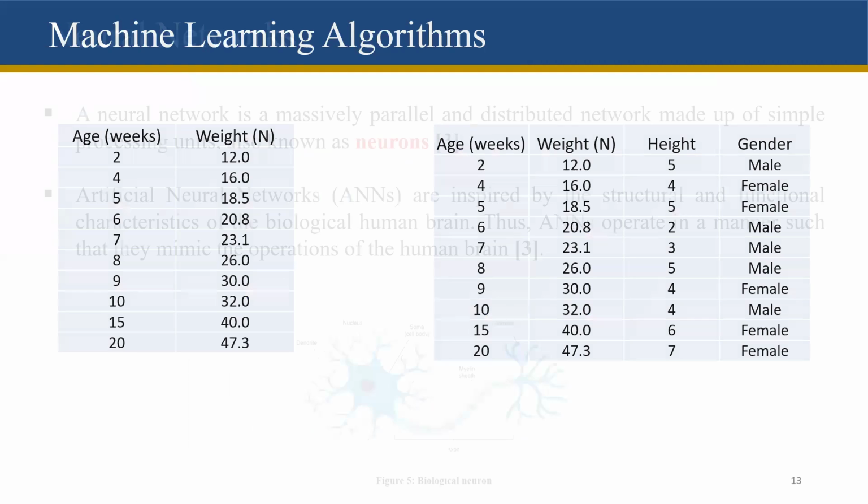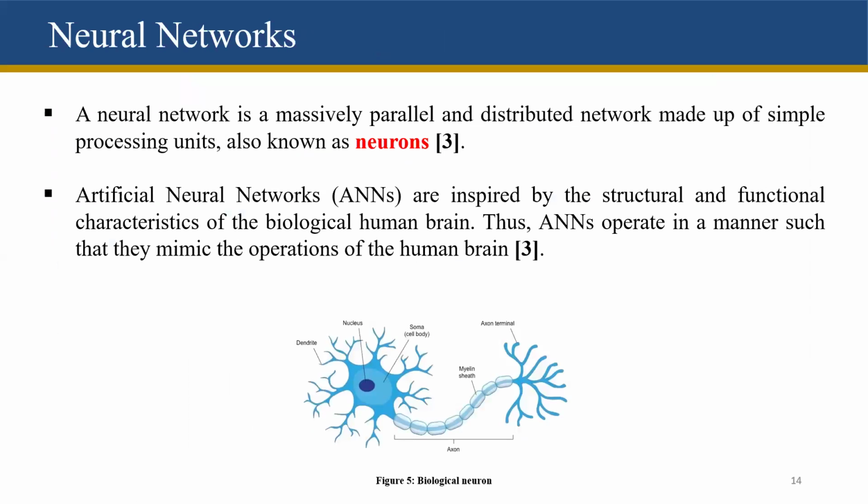So over here, a neural network is a massively parallel and distributed network made up of simple processing units called neurons. We draw our inspiration from the biological human brain because that's where the actual neurons are. But then we are trying to engineer a model of that neuron, an artificial neural network. Artificial neural networks are inspired by the structural and functional characteristics of the biological human brain. That's to say ANNs operate in a manner such that they mimic the operations of the human brain.